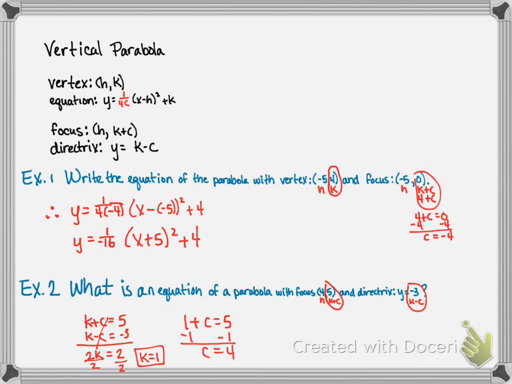So now I've got k is 1, c is 4. I already have h is 4. Let's substitute into the equation. y equals 1 over 4 times 4 times the quantity (x minus 4) squared plus 1, or 1 over 16 times (x minus 4) squared plus 1. That's my equation.